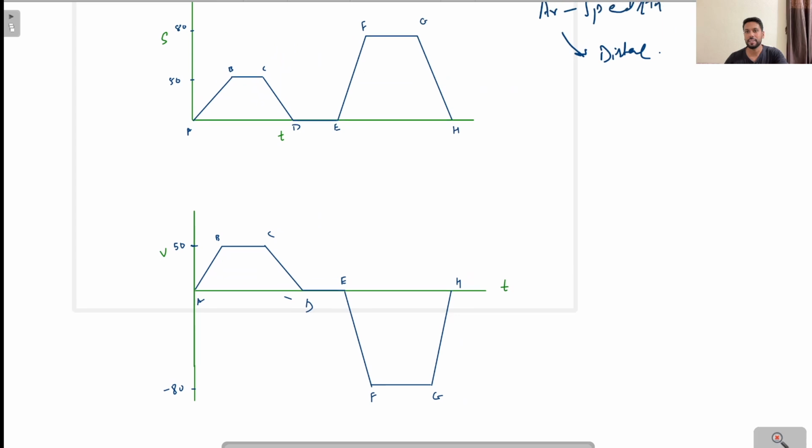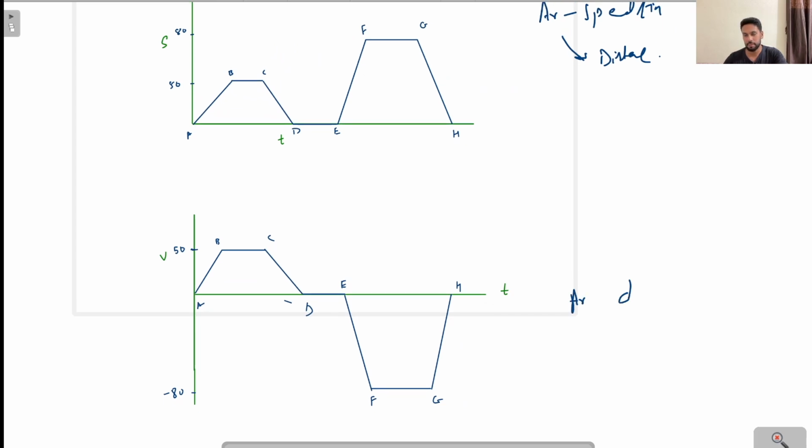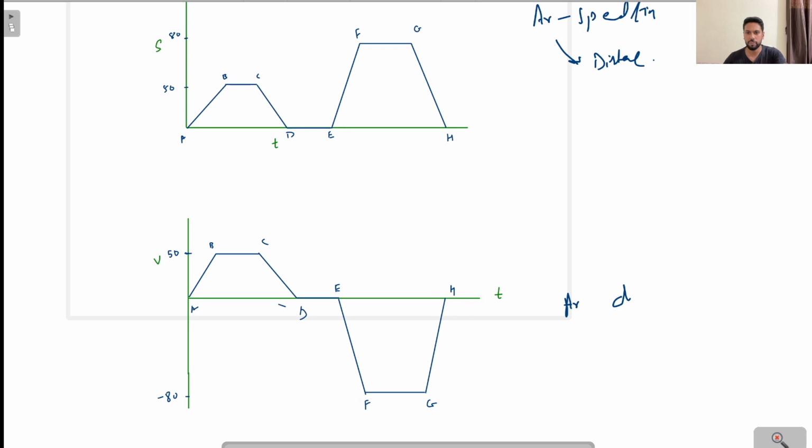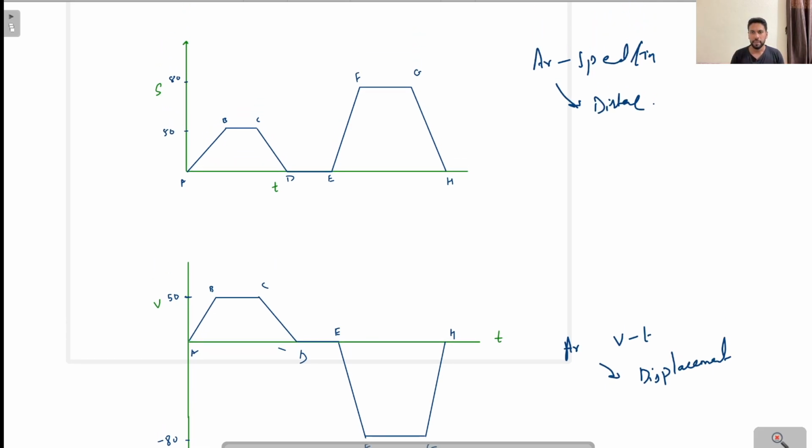And when you calculate the area under a speed-time graph, sorry, when you calculate the area under a velocity-time graph, you are going to get displacement. Understand that difference very clearly. Area under a speed-time graph gives you distance. Why? Because speed is distance by time. Area under a velocity-time graph gives you displacement because velocity is displacement by time. So that is the fundamental connection between them. You have to understand this fundamental connection.